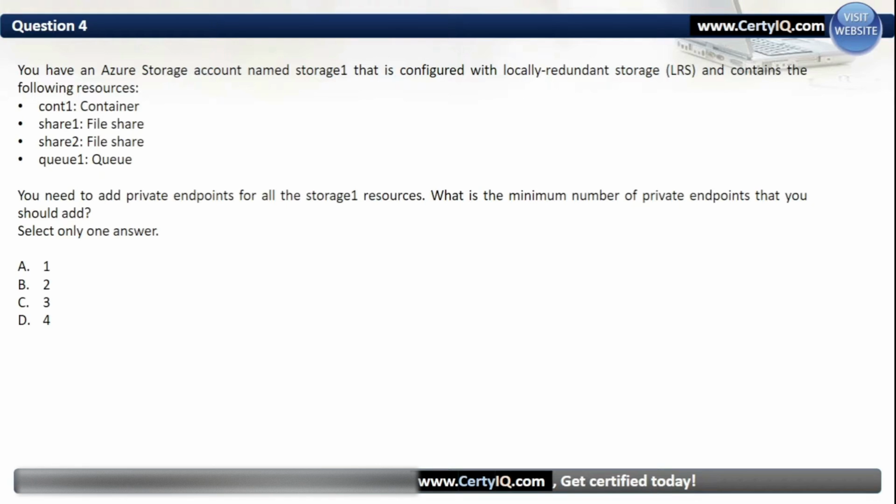Question 4. You have an Azure Storage account named Storage1 with locally redundant storage and contains the following resources. You need to add private endpoints for all the Storage1 resources. What is the minimum number of private endpoints that you should add? Select only one answer. Our options are A. 1, B. 2, C. 3 or D. 4. The correct option is C, 3.